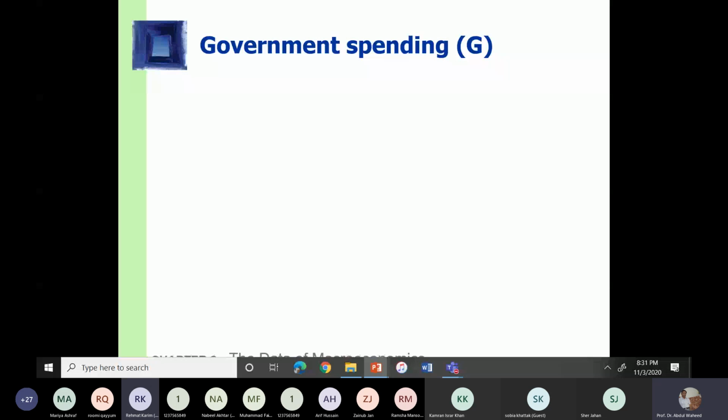So how can we differentiate the terms spending and investment?